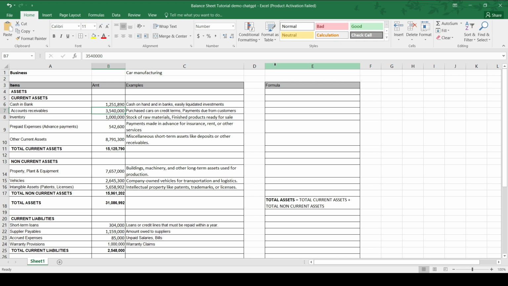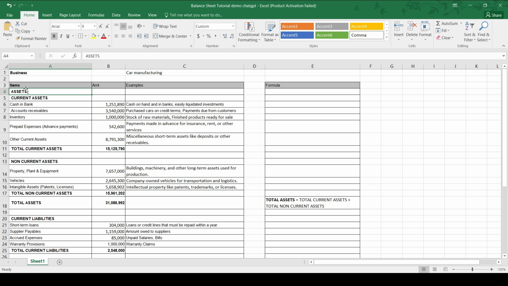Hello everyone, in today's video we will be explaining to you how to read a balance sheet of a company or business. Today we have taken a car manufacturing business as an example. Understanding this concept is crucial for analyzing the company's financial health. Let's get started. First, let's talk about the assets.